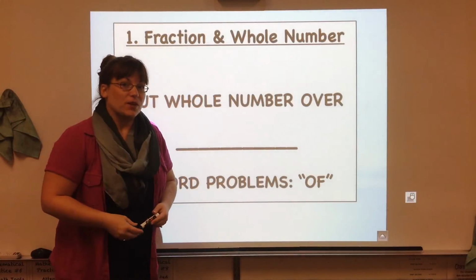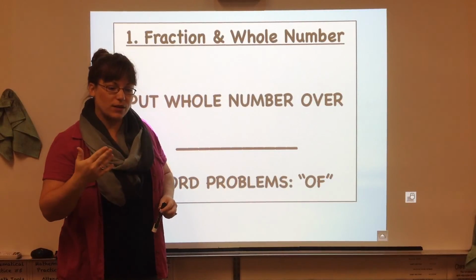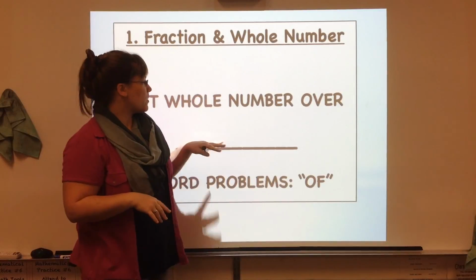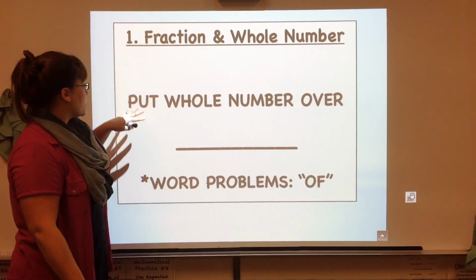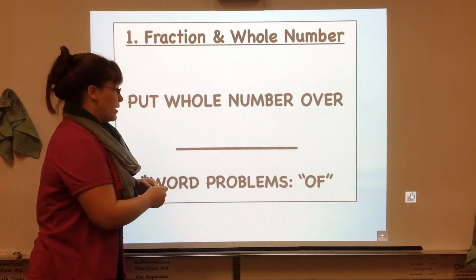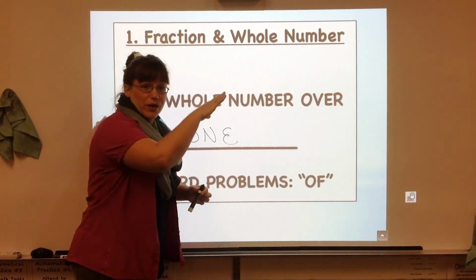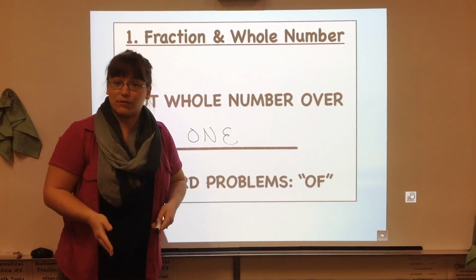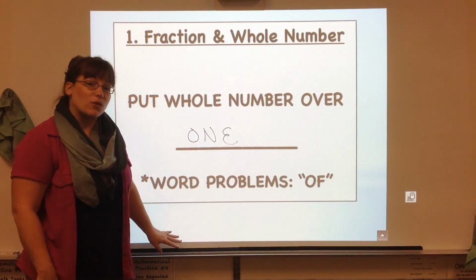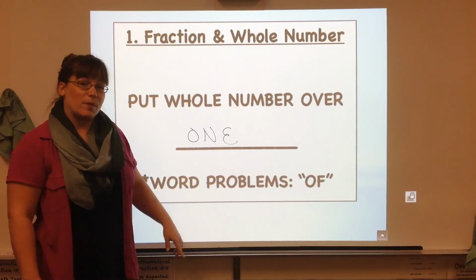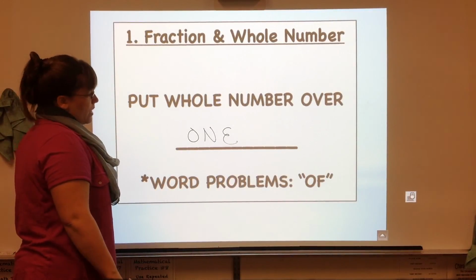Now we're in our foldable. On the front, it has the number 1, and it has fraction and whole number, and then it has a part underneath it. And this is the biggest idea for this lesson. You have to put the whole number over 1. And then you're going to multiply the numerators and multiply the denominators, and then simplify. That's the steps that we're going to do. With word problems, we're going to see some of those in class tomorrow. The biggest thing I want you to remember is that the word "of" means multiply. And now we're going to do some examples.